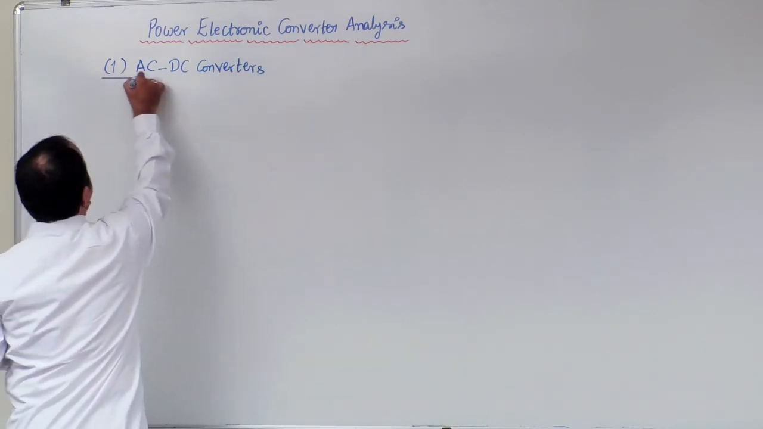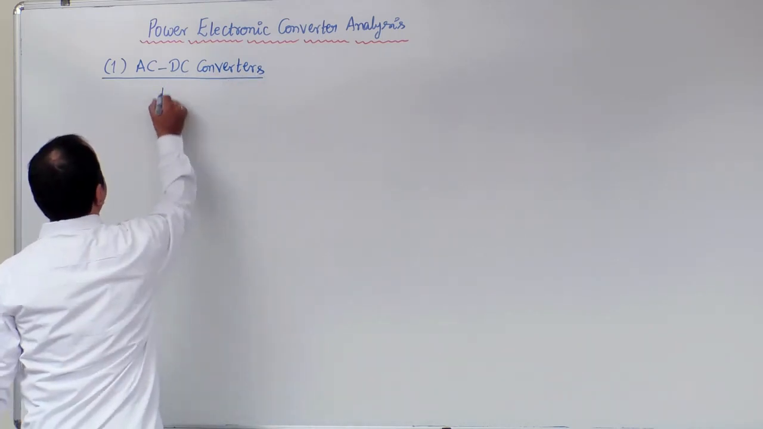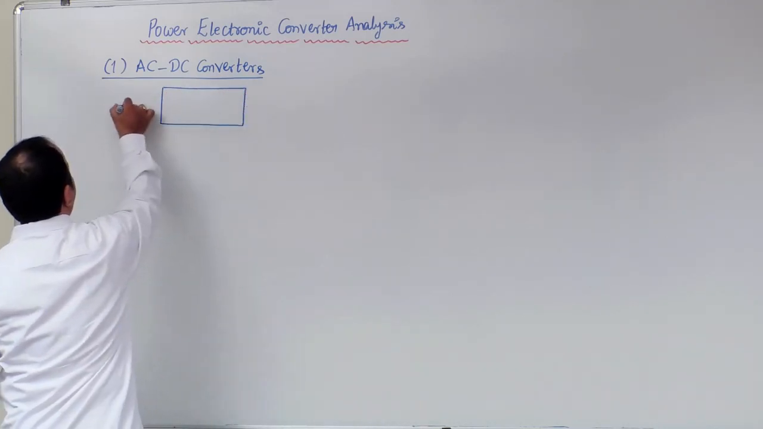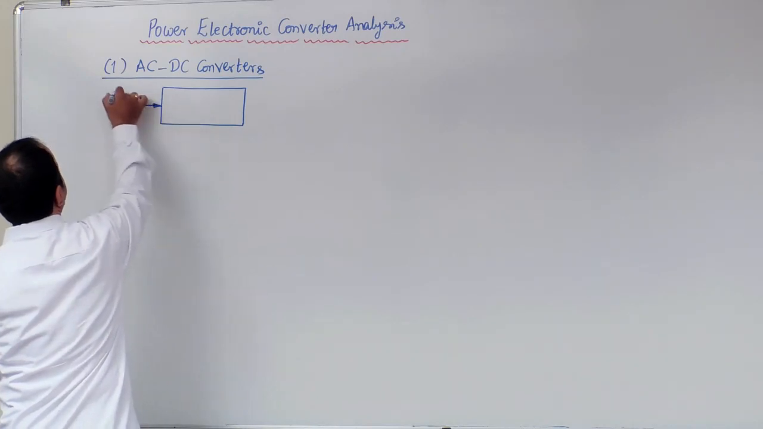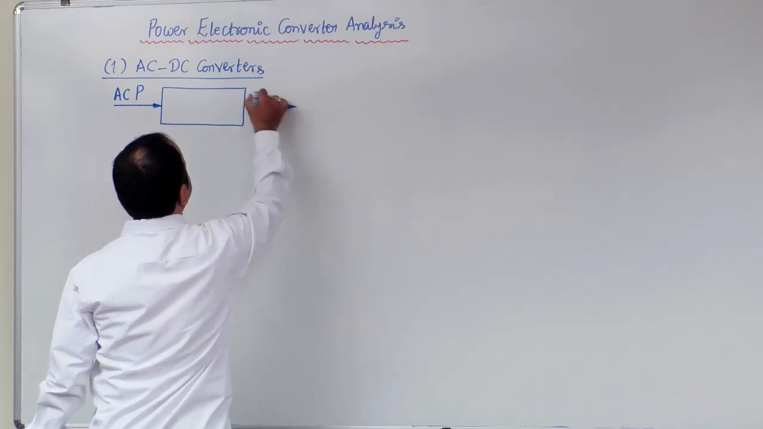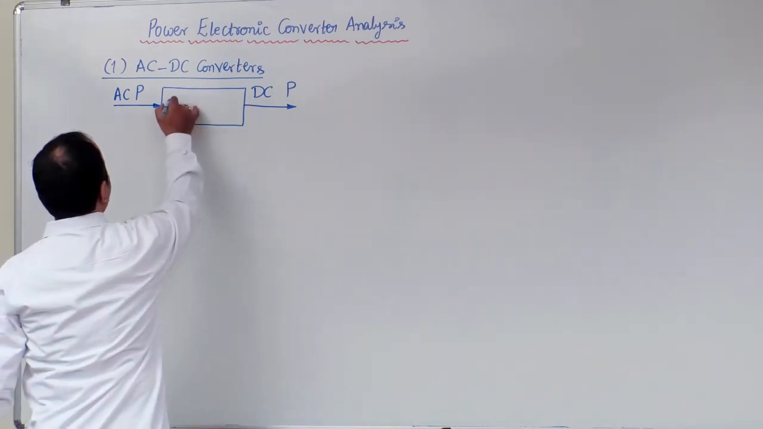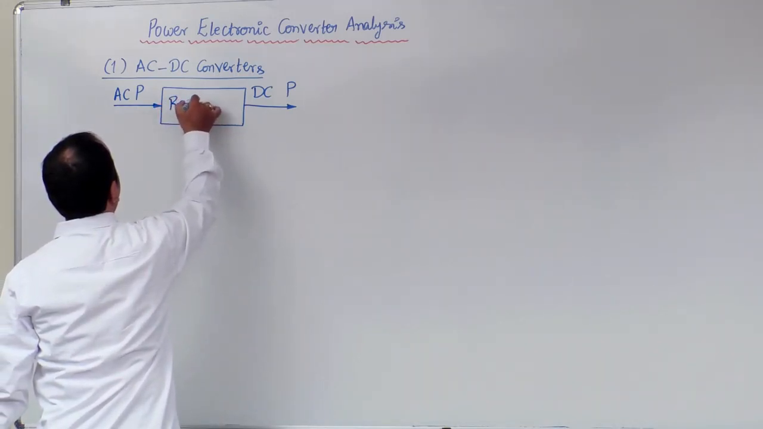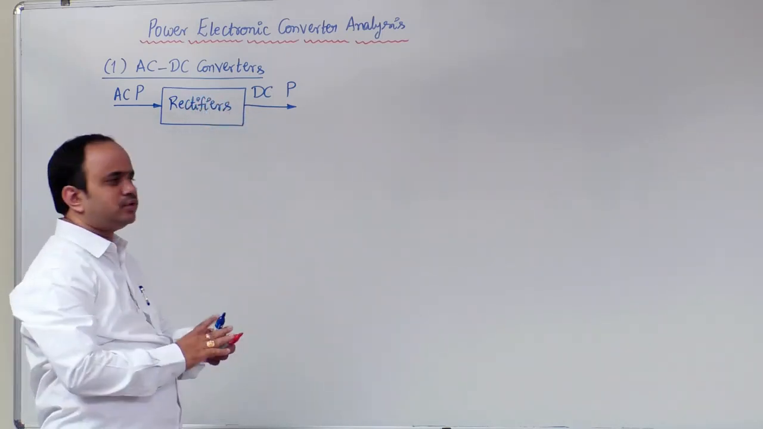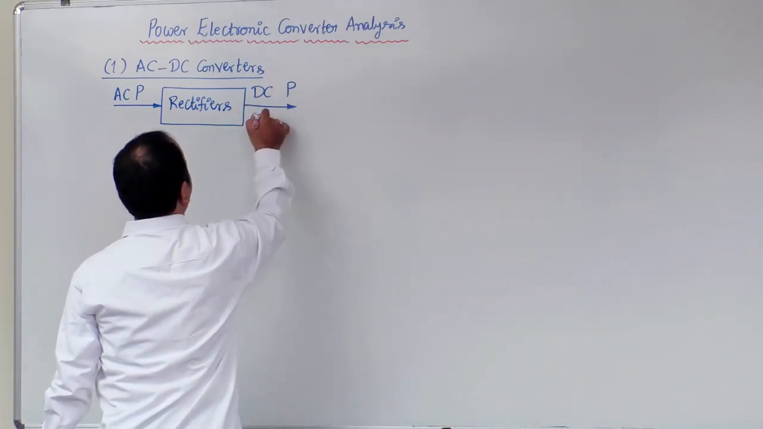AC to DC converters. As the name indicates, for these circuits, input is AC power and output is DC power. These circuits are also known as rectifiers. So output is DC power.